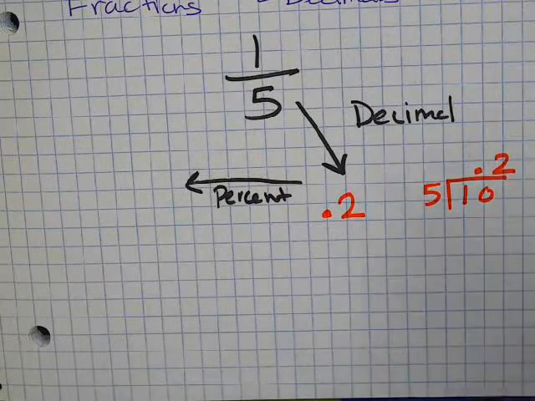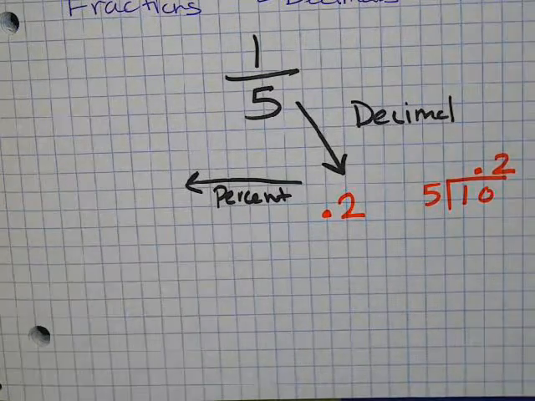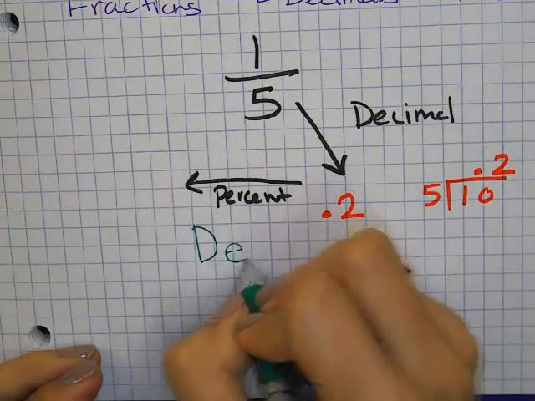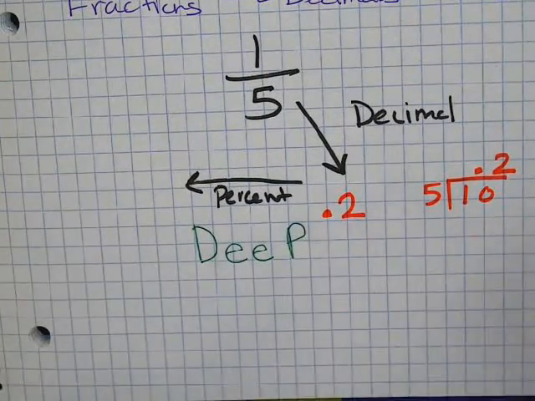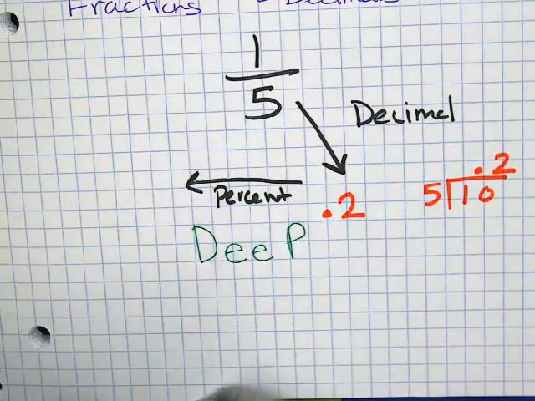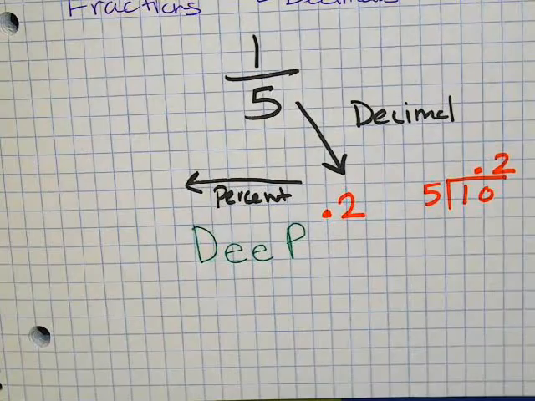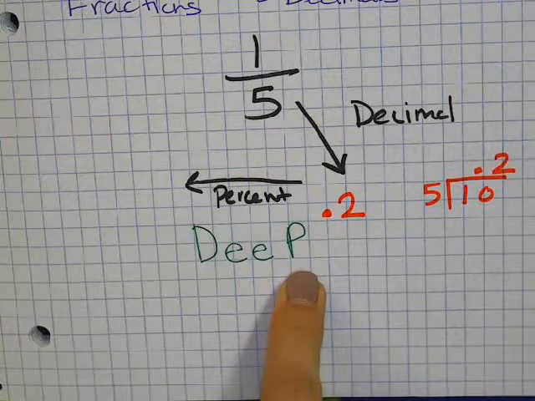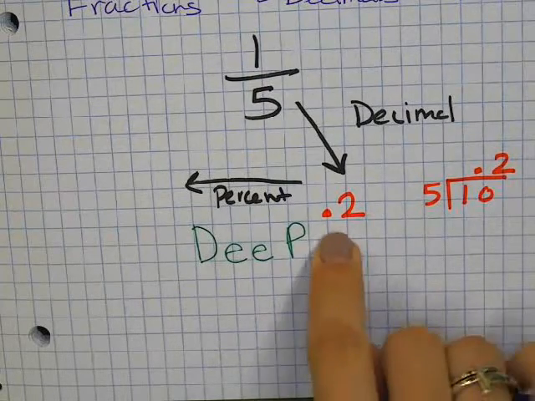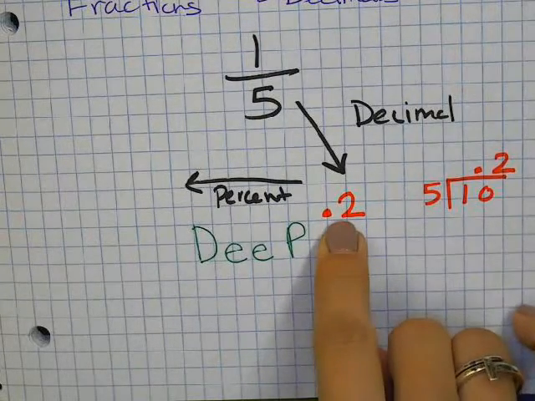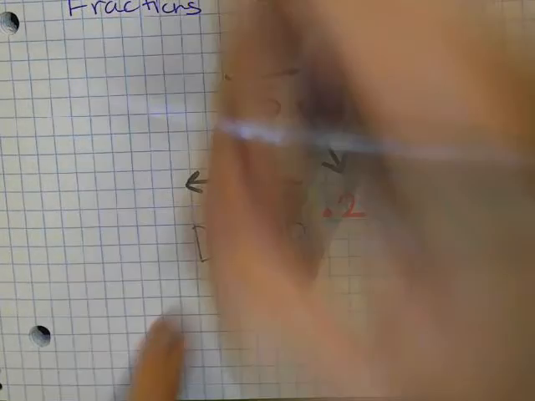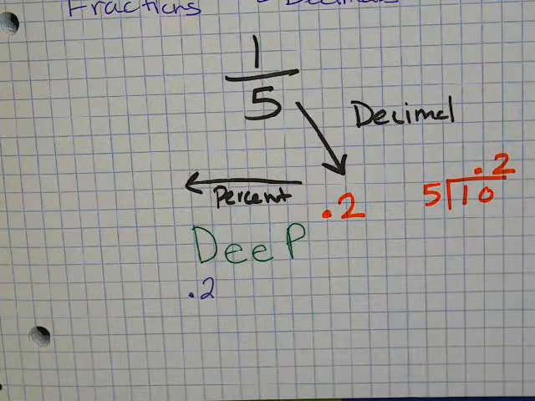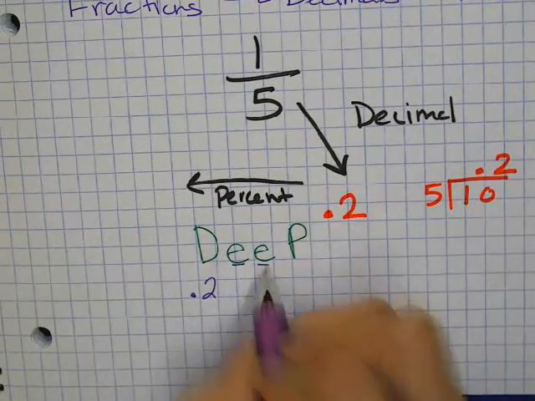So, I like to use the word DEEP. Capital D, E, E, capital P. Now, I like using the word deep because the D stands for decimal and the P stands for percent. So the 0.2, is that a decimal or a percent? Decimal, so I'm going to put it under the D for decimal. Now, how many times do I move the decimal? 2. There's 2 E's, right?